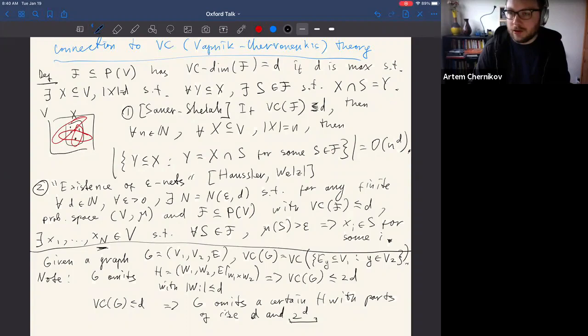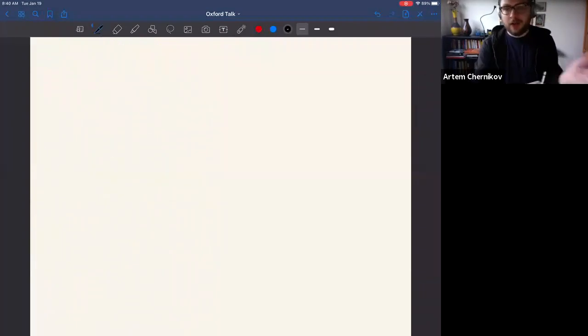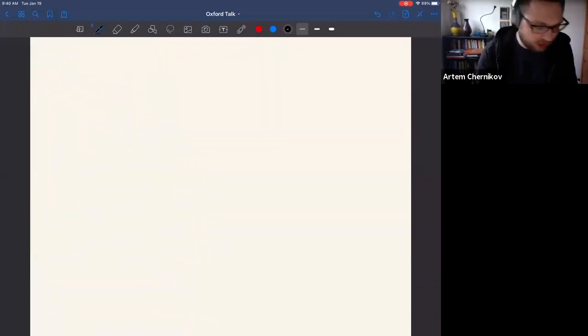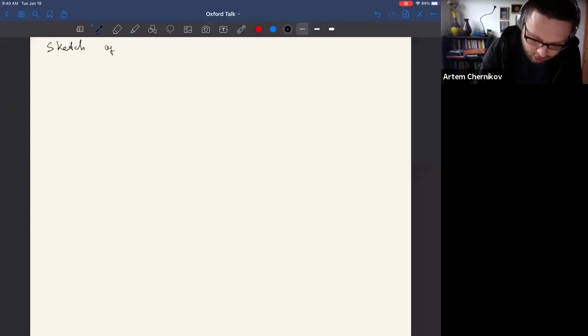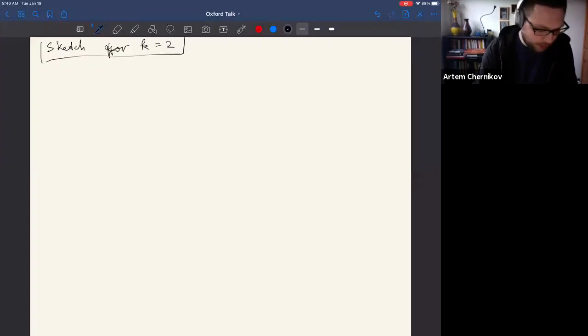Now, the original result of Alon-Fischer-Newman and Lovász-Szegedy can be derived quite quickly from the existence of epsilon nets. So I want to sketch the argument and then explain how it generalizes to hypergraphs, or what our generalization to hypergraphs is. So now, a sketch of the main theorem for arity 2. Sketch for k equals 2.